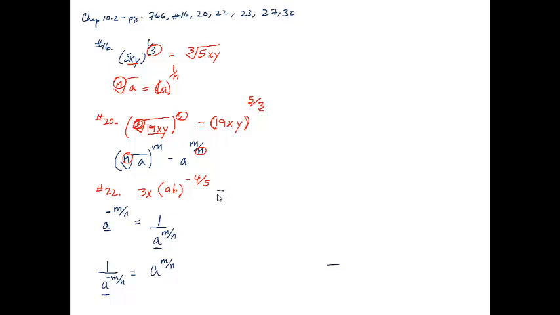So this one, who's being raised to the -4/5? Just this piece. Therefore, the 3x has a positive power. You just leave it alone. It stays on the top. The only piece that goes to the bottom is this right here. And what's the base? AB. So AB is now raised to the +4/5 power. Great. Now we're going to move on to number 23.